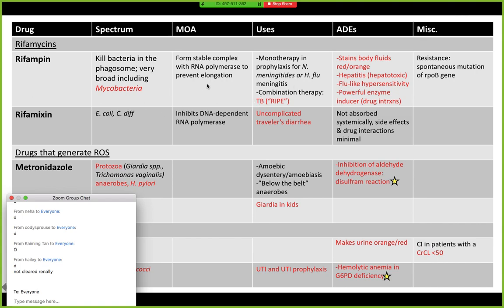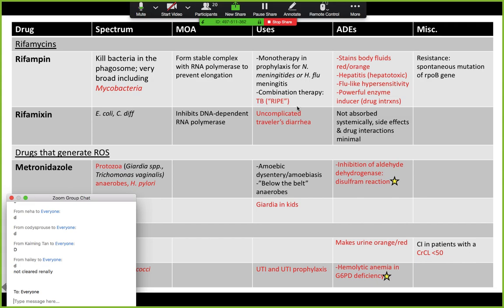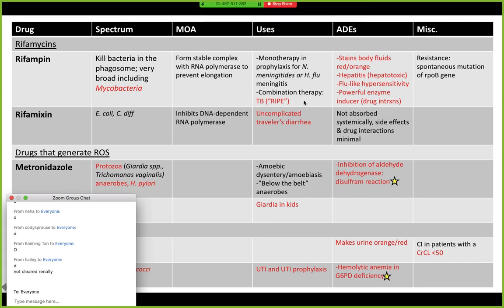Okay, let's see, the last thing, make sure you know that rifampin is effective against mycobacteria. Something they talk about a lot is what's known as RIPE therapy. So RIPE therapy is rifampin, isoniazid, what else is it? Pyrazinamide, I think I'm pronouncing it correctly, and ethambutol. So that's RIPE therapy, and rifampin is always used in the treatment of TB. And this is something that you're going to see a lot, especially next year.